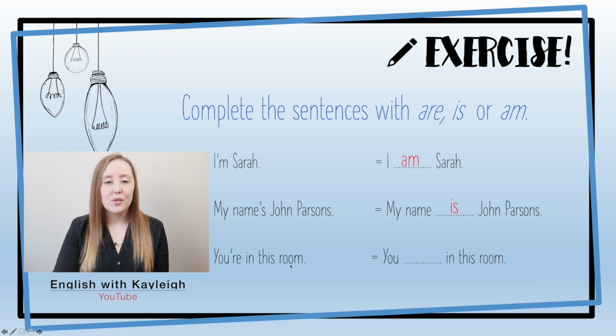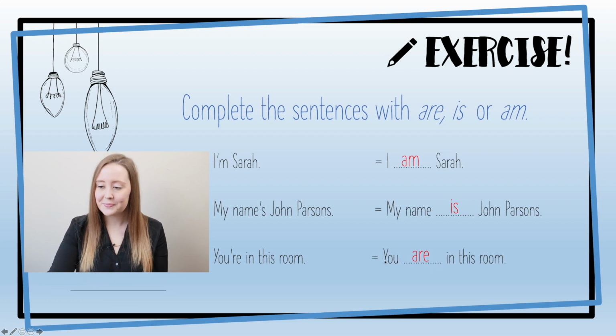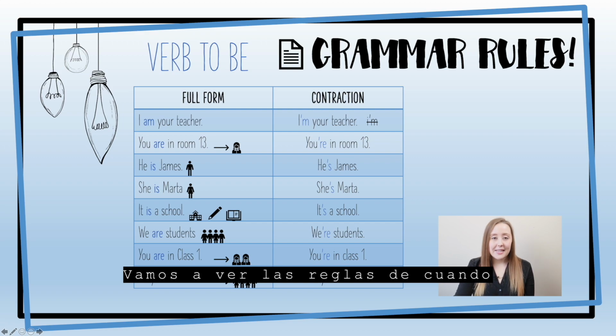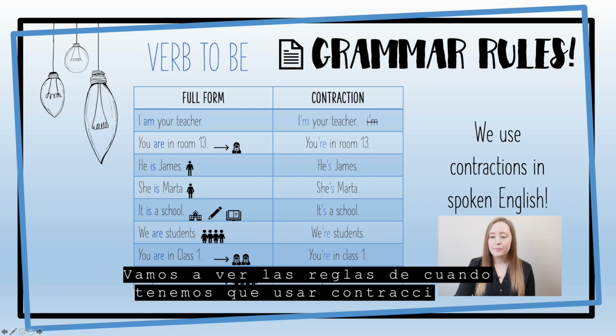You're in this room. Which word have we contracted with you? Is it are, is, or am? Good. You are in this room because we have R-E here. Easy? Good. Okay. So let's take a look at the rules when we use contractions.